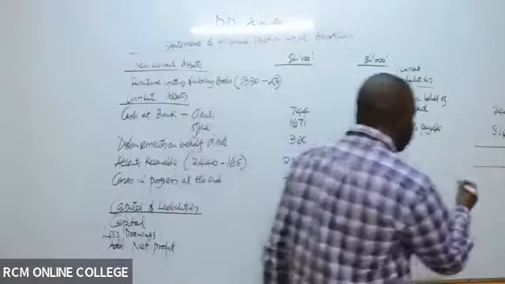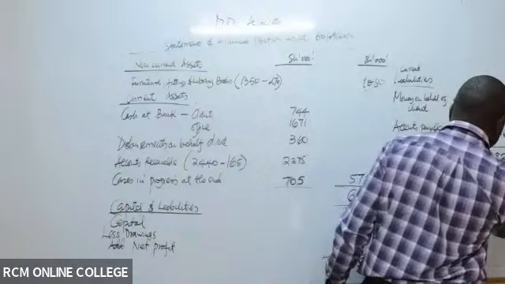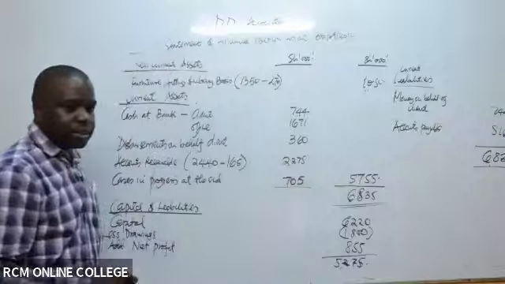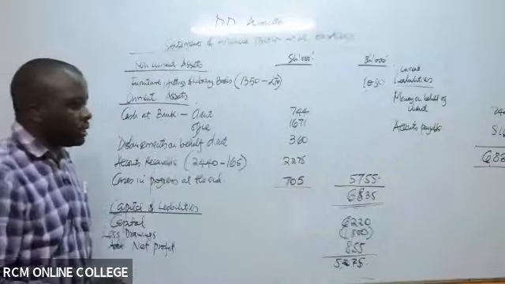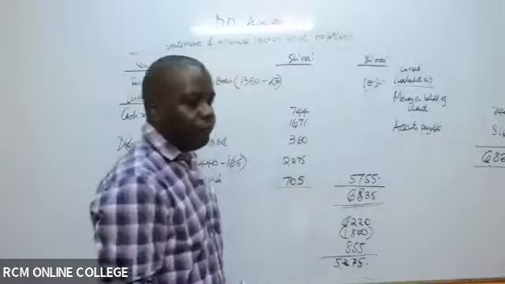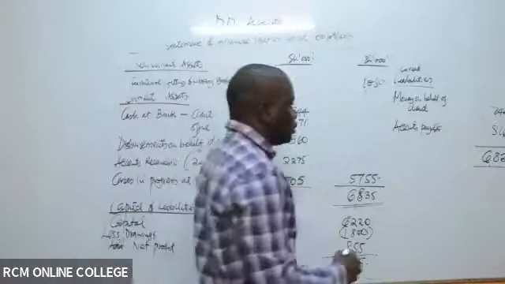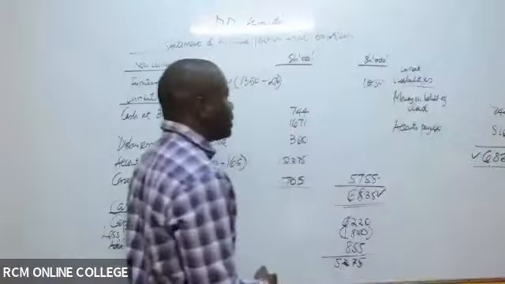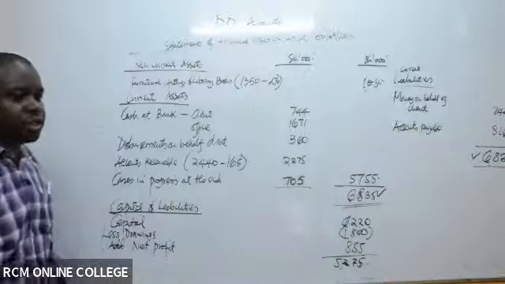Eden, is it true? 6835. Mumbi, is it true? Is it 6835? Yeah, 6835. So can we put it okay? Balance. Okay. So that is the statement of financial position.